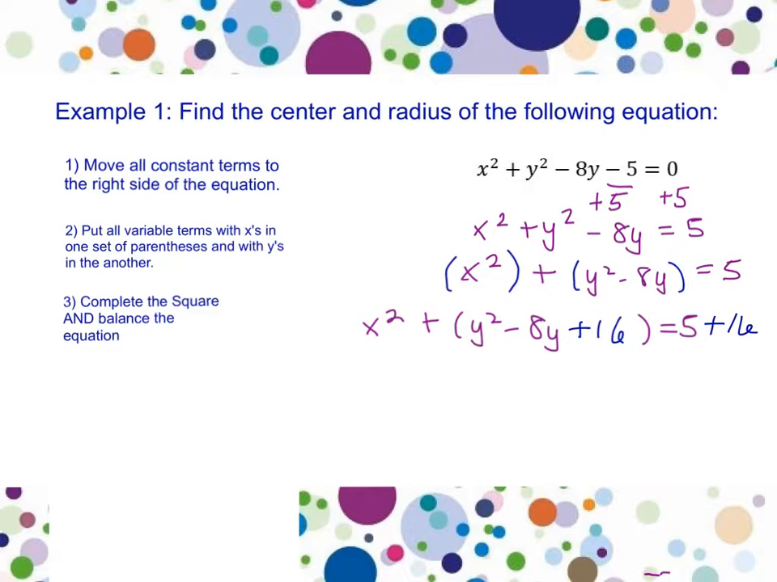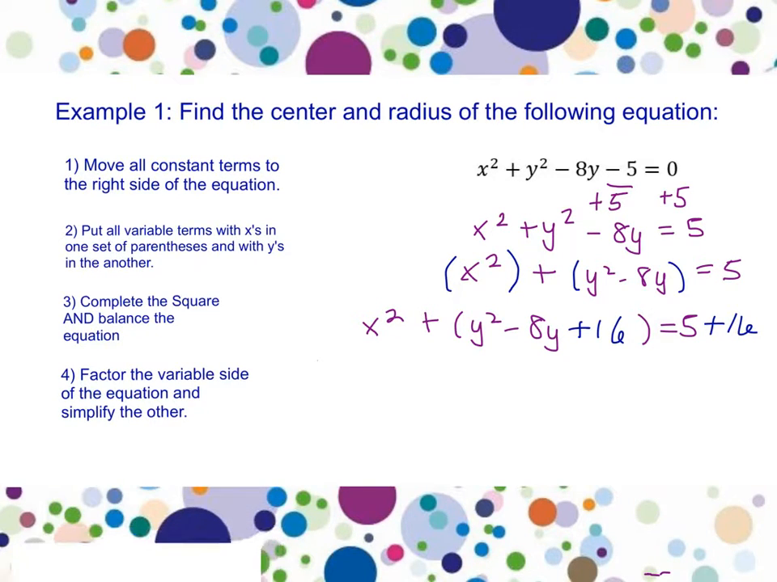All right, so we're almost done. I know this is a lot of steps, but we have one more step. In the fourth step, we're going to factor the variable side and simplify the other. So we start with x squared. X squared is still all by itself. There's nothing we need to do. It's just x squared.